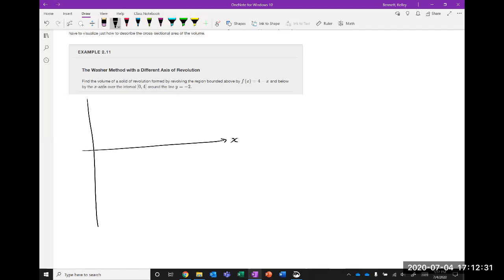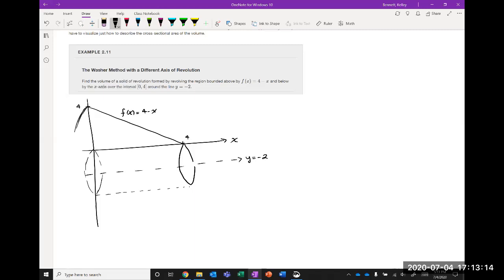So let's let this be the x-axis. This is f of x equals 4 minus x, so that puts me here at this point 4, and then I'm actually going to go about the line y equals negative 2. So what that means is that if I rotate this around, it's going to kind of create this gap. Right, so now this is my solid of revolution.